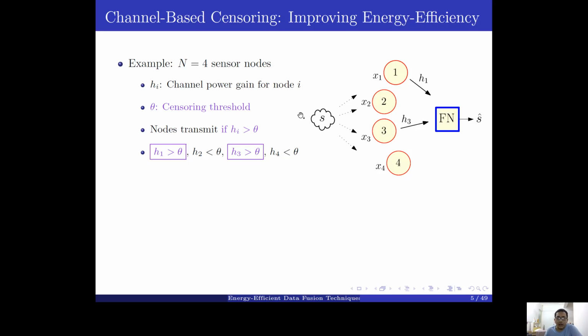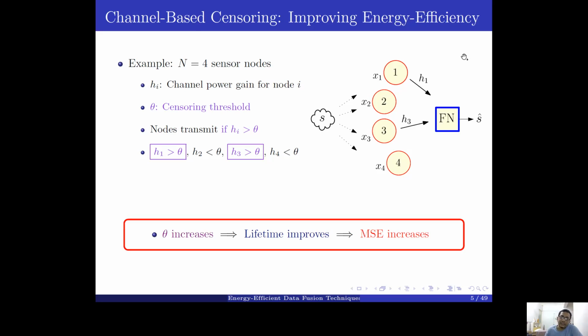In censoring, a node will only transmit if the channel power gain exceeds a censoring threshold theta. In this example, Hi is the channel power gain for node i and a node will only transmit if its channel power gain will exceed theta. So you can see that based on these relations, only nodes 1 and 3 are eligible for transmission and they will transmit their measurements to a fusion node.